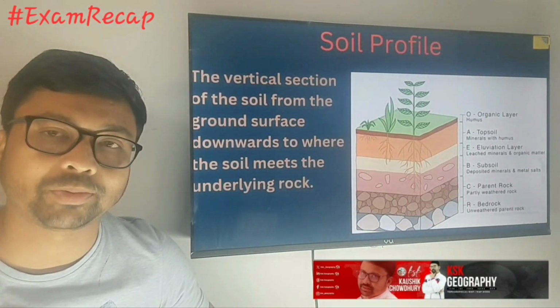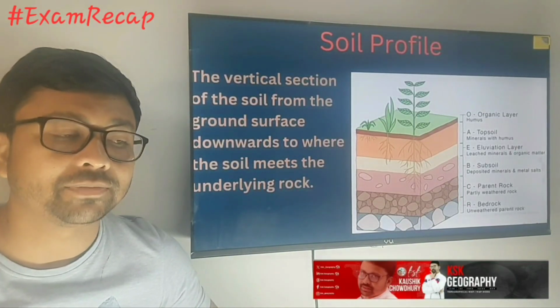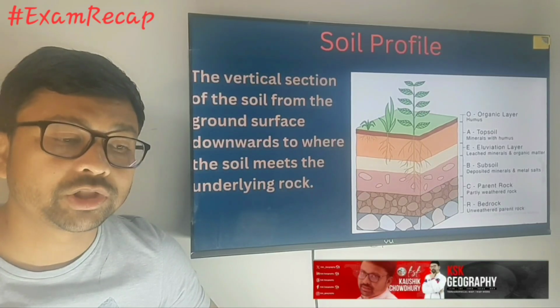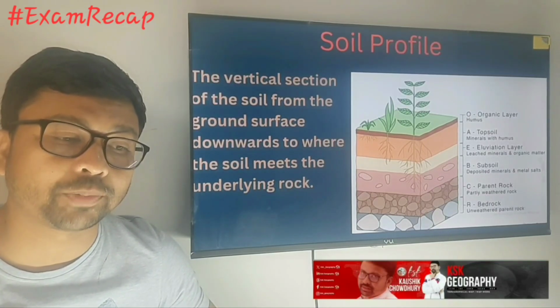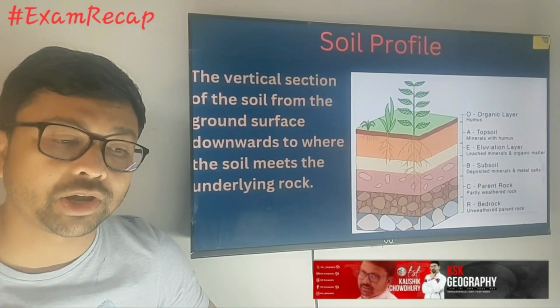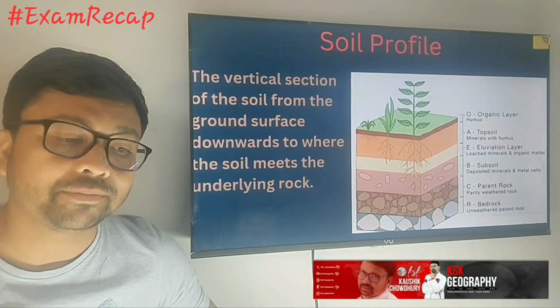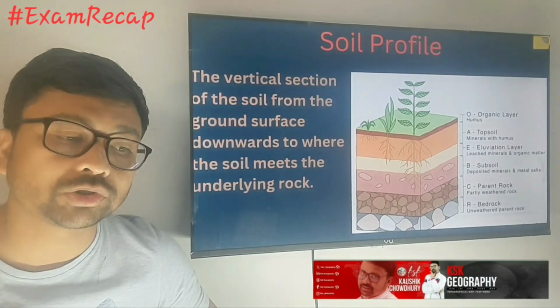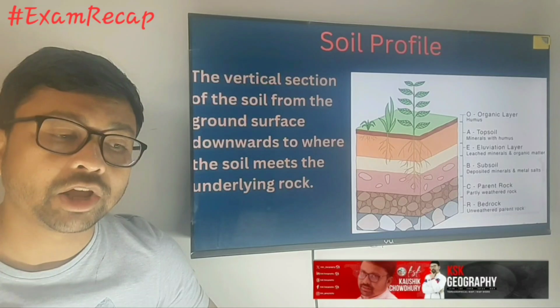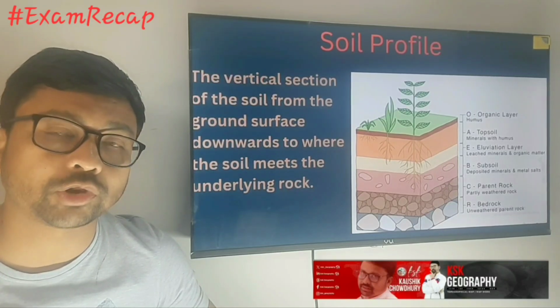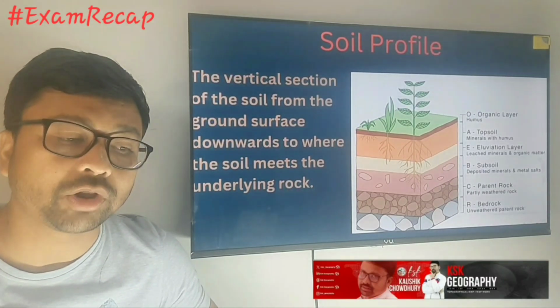So here you need to know what a soil profile is. Soil profile is basically the vertical cross-section of the soil with different layers. Here you can see basically 4 layers: topsoil, subsoil, parent rocks and bedrock. Those are the layers. At the topmost layer, that is the topsoil, humus materials will be there more.